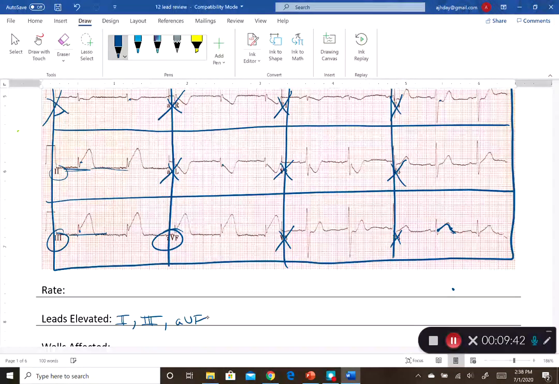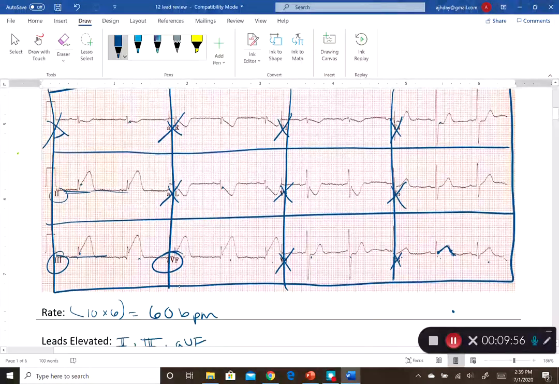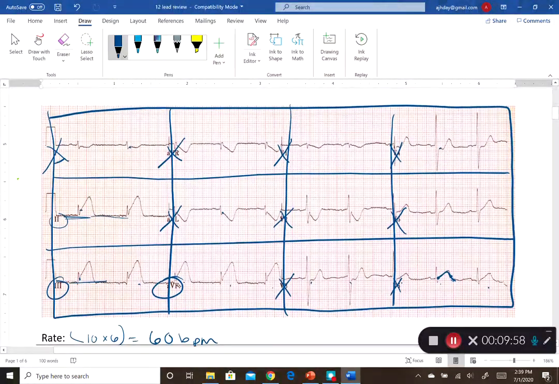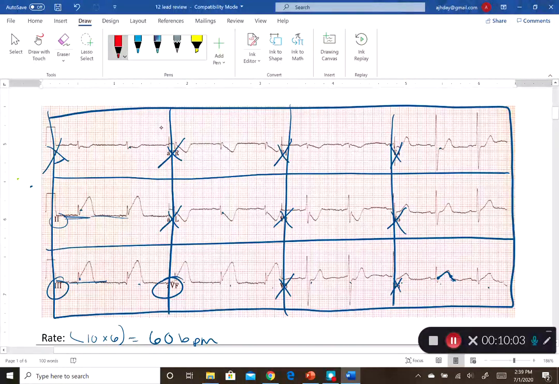Let's go ahead and do our rate real quick. So we got 1, 2, 3, 4, 5, 6, 7, 8, 9, 10. 10 times 6 gives me 60 beats per minute. All right, and remember now we have to figure out which walls of the heart are affected. So I'm going to switch colors here, and we're going to go ahead and write all those out. Lead 1, AVL, and 5 and 6, those are all my lateral walls, so I'm just going to put an L this time.